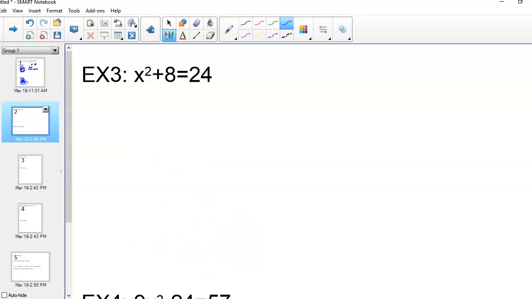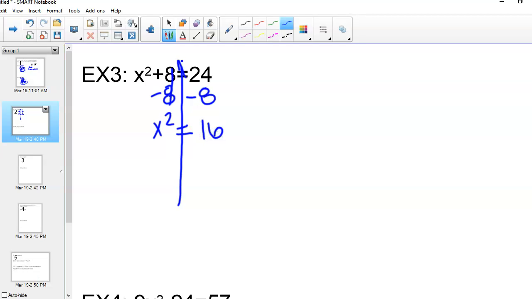Okay, so let's look at our next example. Here we've got x squared plus 8 equals 24. So just like solving a regular equation, a linear equation where we don't have the square, we want to get that x by itself. So to get that x by itself, first thing we need to do is subtract 8 from both sides of the equation. And so if we subtract 8 from both sides, it cancels out over here. We're just left with x squared. But over here, we're going to have 24 minus 8, which is going to give us 16.